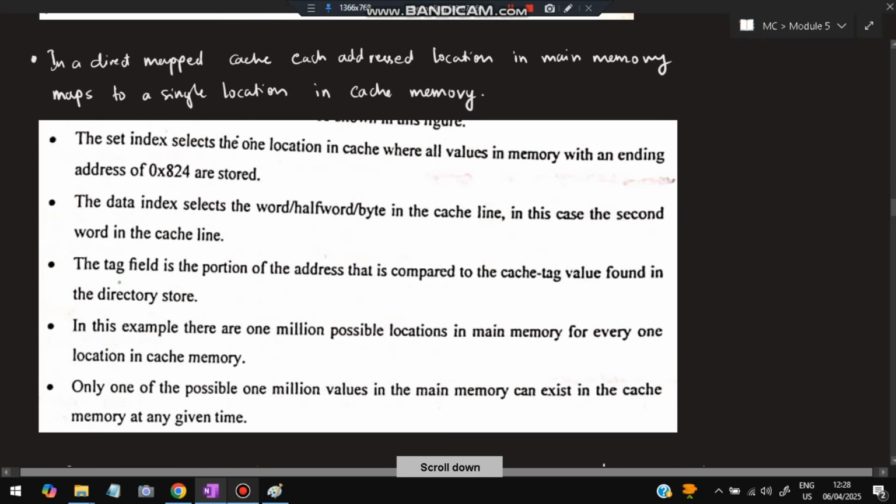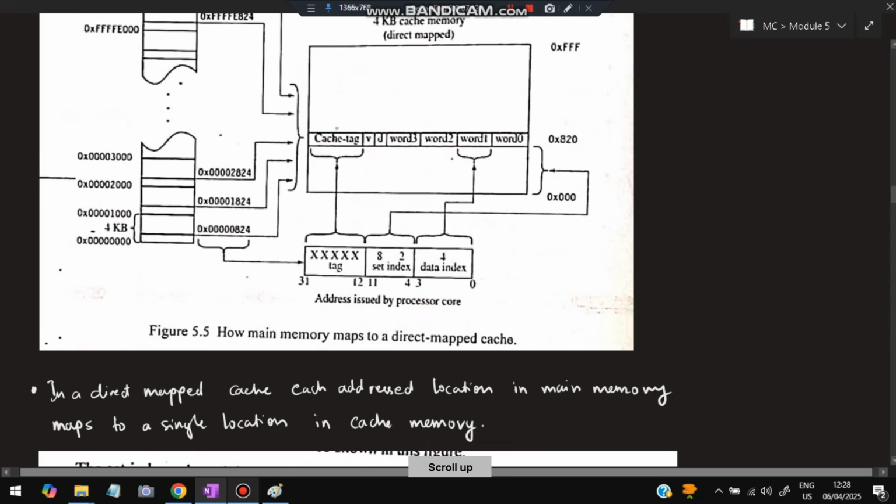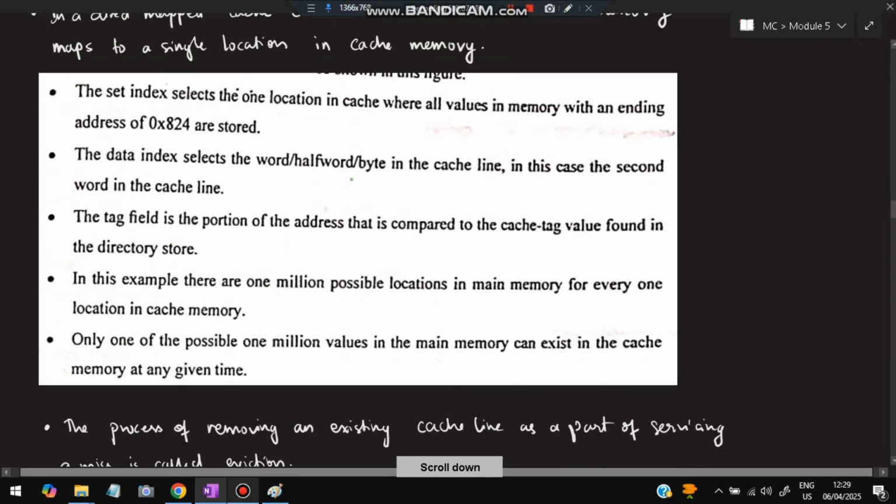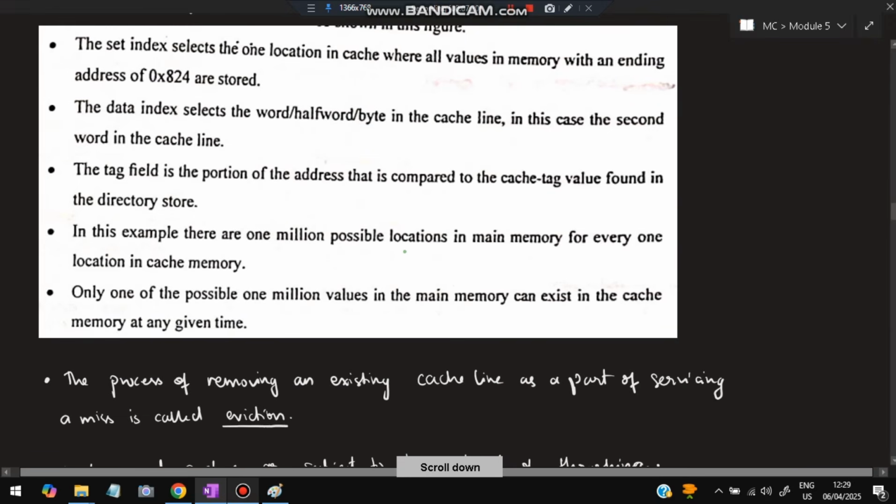Okay, next is the tag field. It is a portion of the address that is compared to the cache tag value found in the directory store. So this cache tag will be available here to identify which line you want to point to. In this example, there are 1 million possible locations in the main memory for every one location in the cache. Only one of the possible 1 million values in the main memory can exist in the cache memory at a given time.